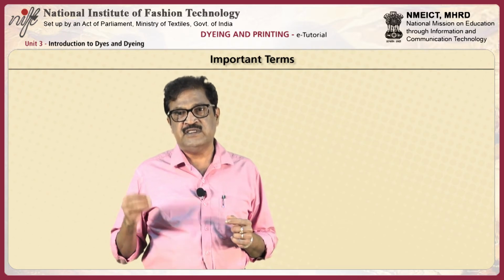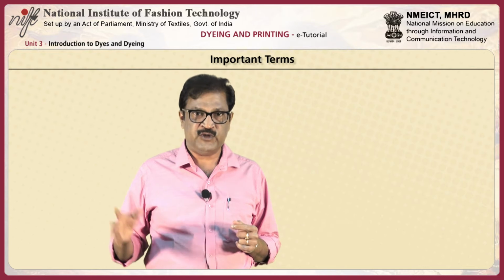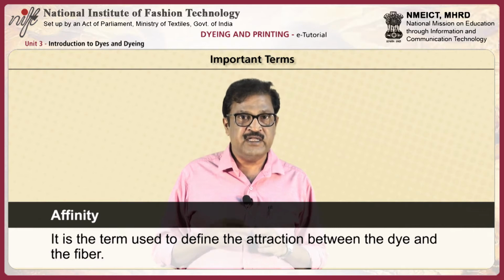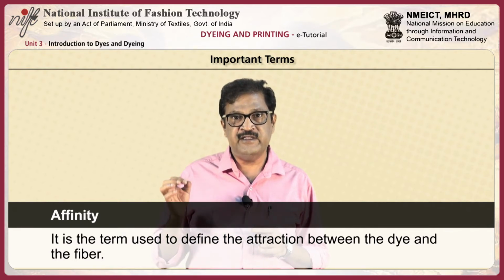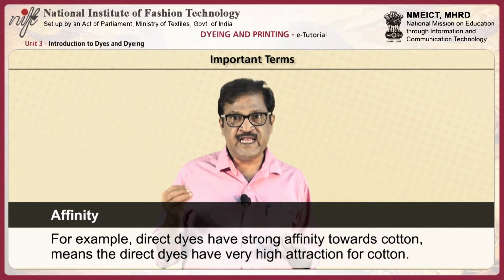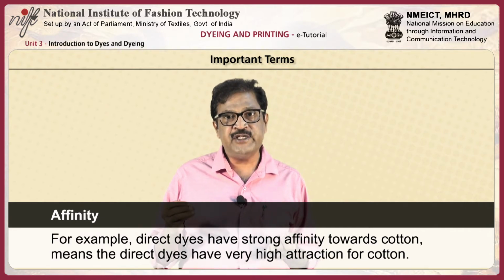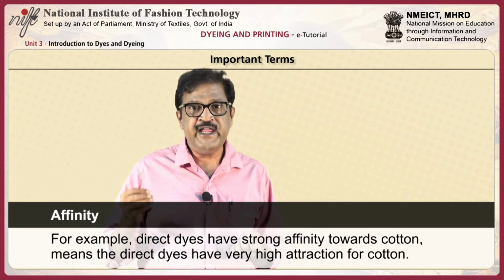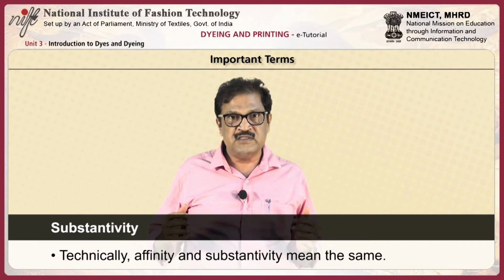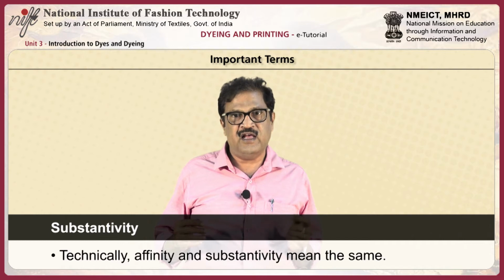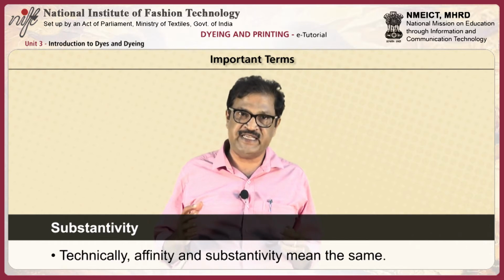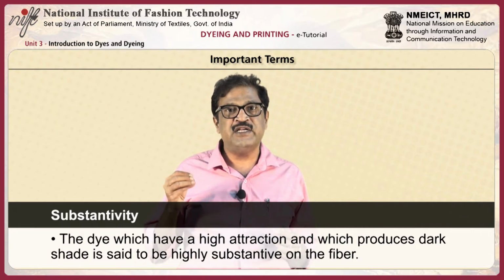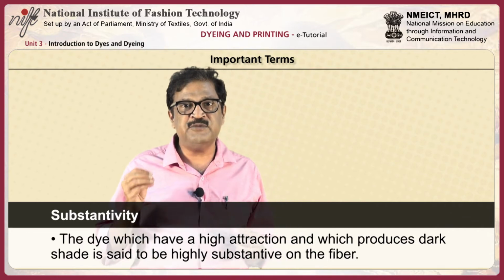Let us review some terms commonly used in dyeing process. Affinity. It is the term used to define the attraction between the dye and the fiber. For example, direct dyes have strong affinity towards cotton, meaning the direct dye has very high attraction for cotton. Substantivity. Technically, affinity and substantivity mean the same. The dye which has a high attraction and which produces dark shade is said to be highly substantive on the fiber.